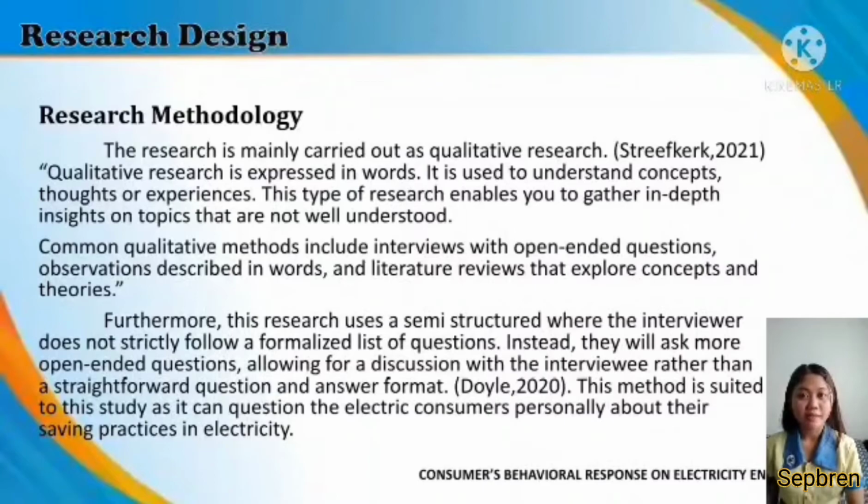This chapter discusses the method of research that will be used, the source of data, the data gathering instrument, and the statistical treatment that will be applied. This research is mainly carried out as qualitative research. According to Structure 2021, qualitative research is expressed in words. It is used to understand concepts, thoughts, and experiences. This type of research enables us to gather in-depth insight on topics that are not well understood.